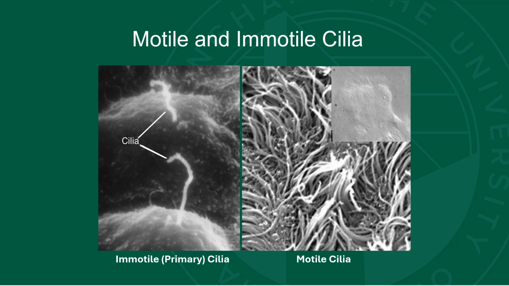Cilia come in two primary forms. The first, on the left, are called immotile cilia, also called primary cilium, and are found one per cell in almost every cell in the mammalian body. In contrast, on the right, we have examples of motile cilia. These would be found on tracheoepithelia and ventricles in the brain. They beat with a uniform wave that causes fluid flow or mucus movement across the surface of the cell.